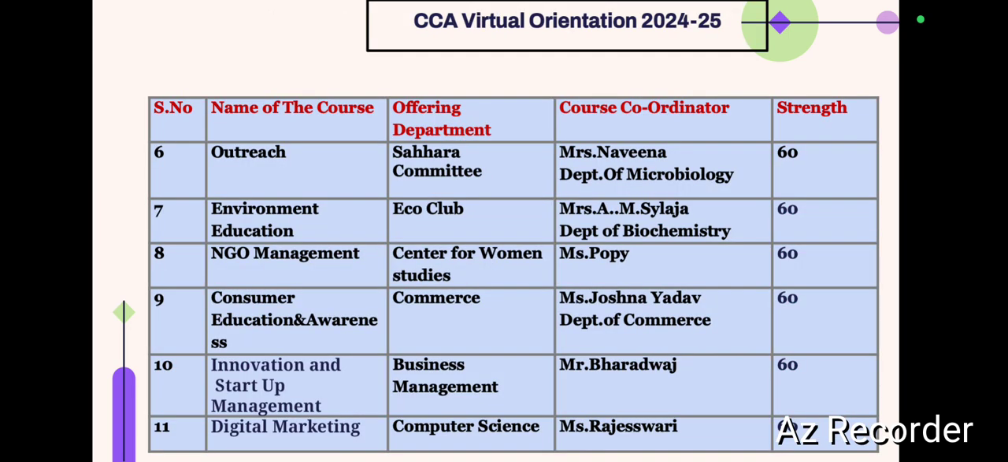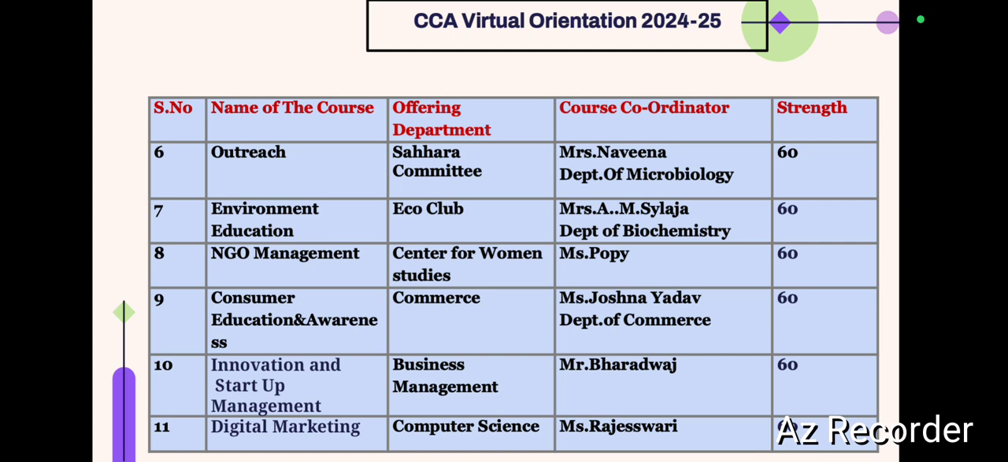Then we have a course in outreach offered by Sahara Committee Center for Excellence, and Mrs. Navina is the course coordinator from Department of Microbiology. Then we have a course in environment education offered through Eco Club, and Shailaja, myself from Department of Biochemistry, I am the course coordinator for this course. NGO management course is offered through Center for Women's Studies, and Miss Poppy is the course coordinator. Then we have a course offered by Commerce Department in Consumer Education and Awareness. Ms. Joshna Yadav is the course coordinator.